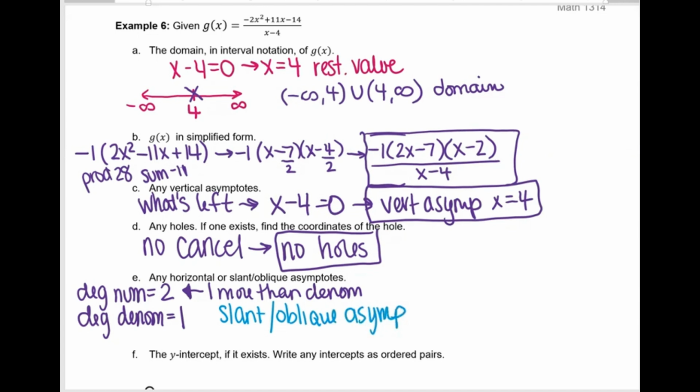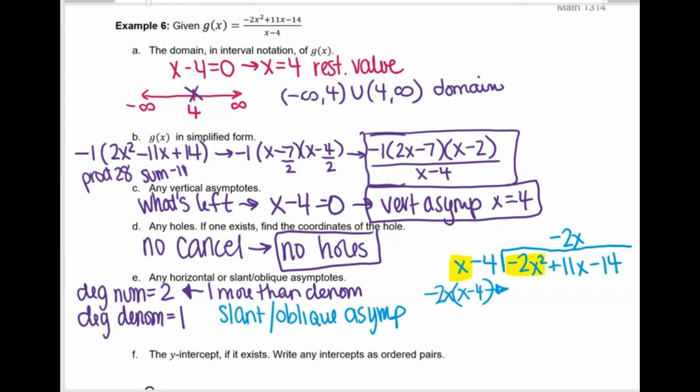And we need to find it using polynomial long division. I'm not going to use factored form. I'm going to go back to the original. So I'm going to have x minus 4 on the outside, -2x squared plus 11x minus 14 on the inside. Remember, when you're doing these, we're only worried about the first terms. X, what do I need to multiply x by to get -2x squared? I need -2x. Remember, the next line comes from -2x times my entire divisor.